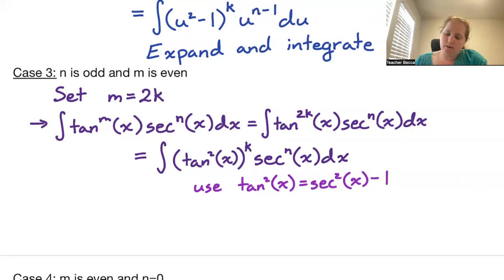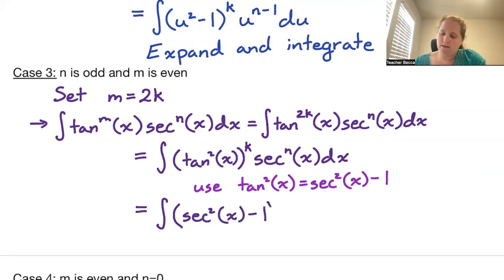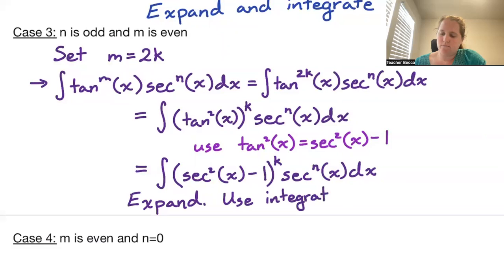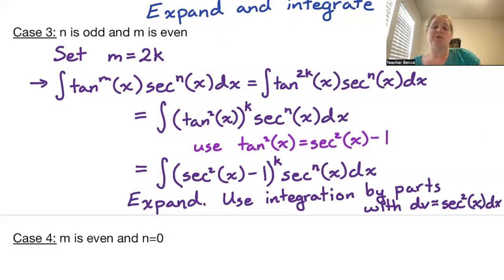And so we have, this is the integral of secant squared of x minus 1, that entire secant squared of x minus 1 being raised to the k, times secant to the n of x dx. At this point, we will expand. There is no pleasant u substitution falling out. Then we will use integration by parts, with dv equal to secant squared x dx. I will do the most basic example of this that we could possibly have, which is just secant cubed in a future video, and then I will also do a more complicated case.